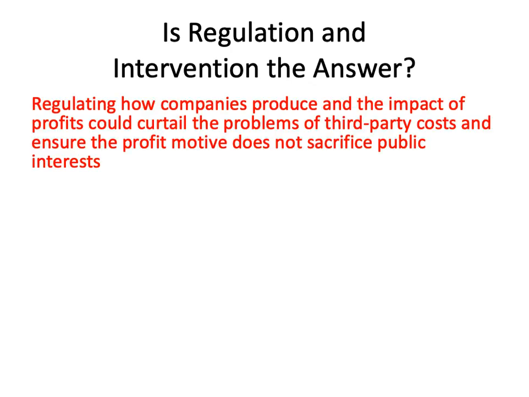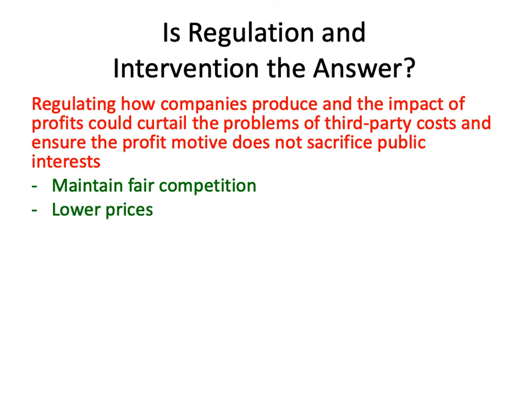Regulating how companies produce and the impact of profits could curtail problems of third-party costs, but there's a sacrifice that companies have to make. Because the government doesn't want profit-motivated companies to sacrifice our public interests. Why? Because the goal of the government or the economy is not for companies to make profits, although we understand that the profit motive is what drives lots of these companies. So the government needs to maintain fair competition. We don't want to get to points of oligopoly and monopoly where these companies get too powerful.